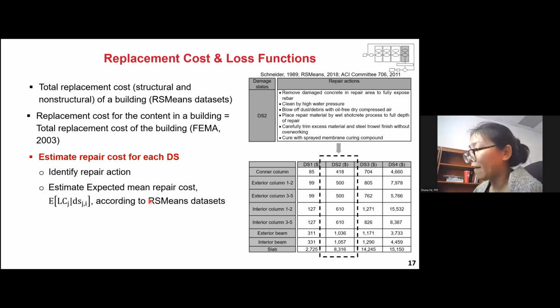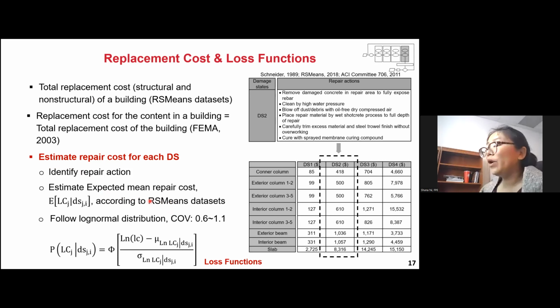So with this, we also need to make sure, since everything is uncertain, that the repair cost is not a deterministic value. We also need to consider some uncertainties in the repair cost, because different companies will provide different quotes and have different budgets for the same damage.